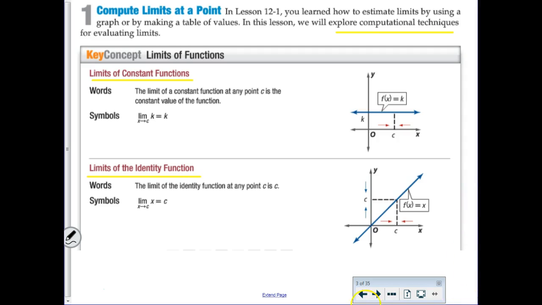Constant functions, you guys okay with me saying a constant function looks like this? It's a horizontal line. For instance, f of x equals 2 would be a constant function at 2. The identity function is just a fancy way of saying a slanty line, so a line that has a slope, not 0. But remember, this guy can be transformed. The slope could be different than a 1, and you could have a y-intercept different than 0.